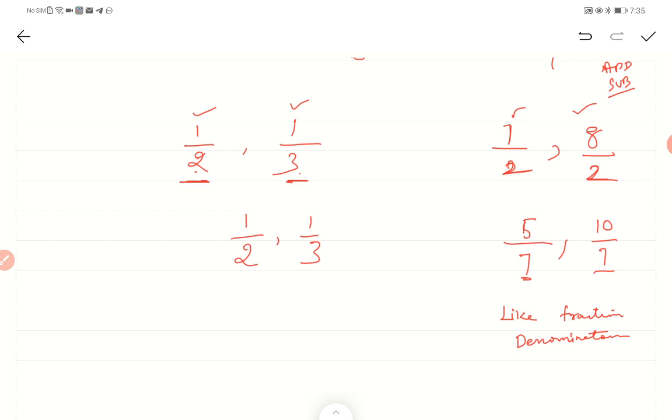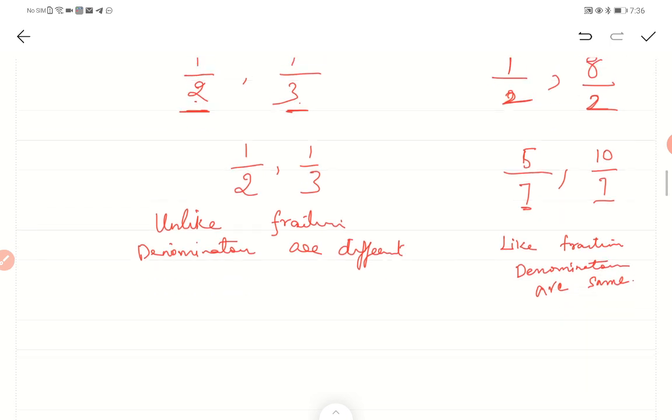Okay, let me tell you this. These are unlike fractions because the denominators are different, they are not the same. Here the denominators are the same, for like fractions. So first of all, for any problem given for your basic operations like addition and subtraction, you will just check whether they are like.